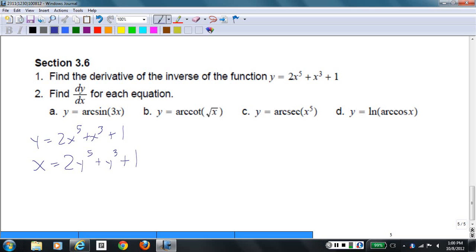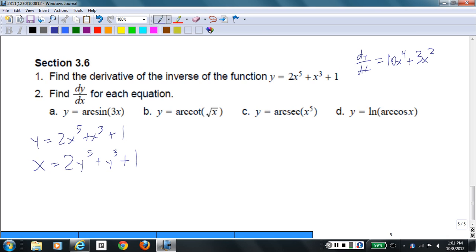How would we know such a thing? Could graph it. It probably passes the horizontal line test nicely. Failing that, or in addition to that, you could differentiate it and say dy/dx equals 5 times 2, 10x to the 4th plus 3x squared. Now, x could be 0, but it's just 0 at x equals 0. Otherwise, it's always positive.